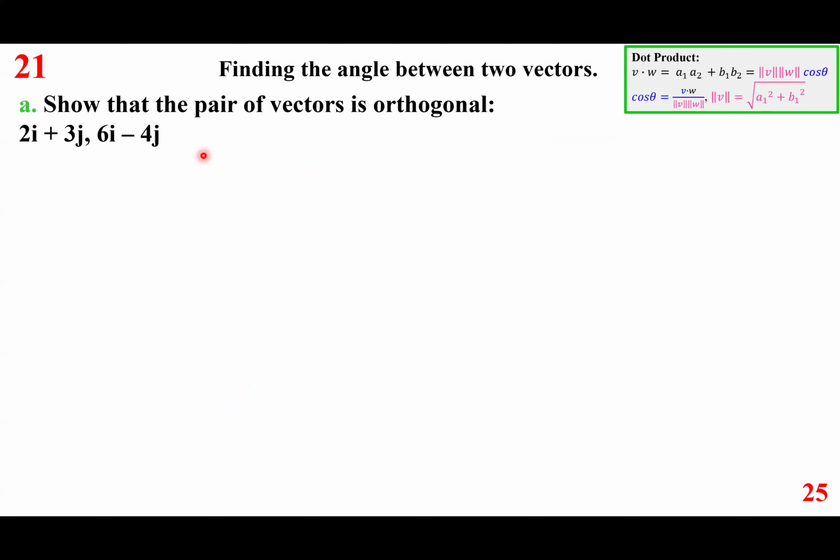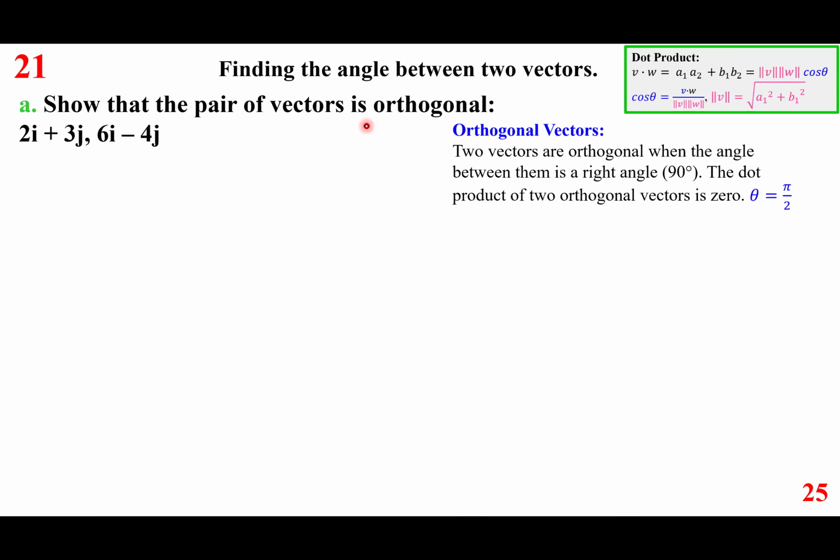Show that the pair of vectors is orthogonal. So what do we mean by orthogonal vectors? Two vectors are orthogonal when the angle between them is a right angle, 90 degrees. The dot product of two orthogonal vectors is 0, theta equals pi over 2. And the reason is this, because when you dot them, you can use this method or this method. If you go with this method and this is 90 degrees, the cosine of 90 degrees is 0. That's what we get. So let's multiply.